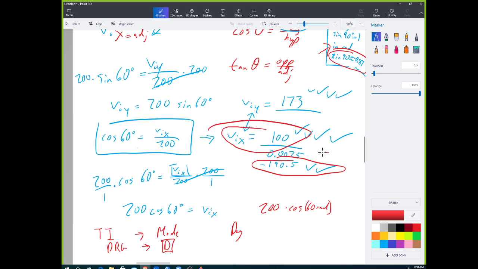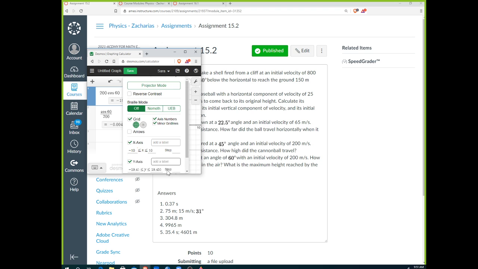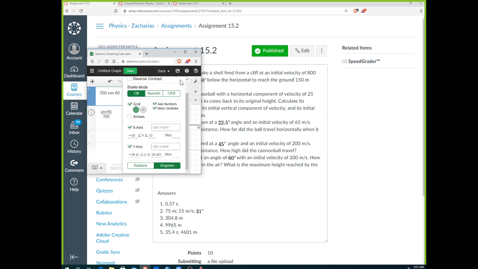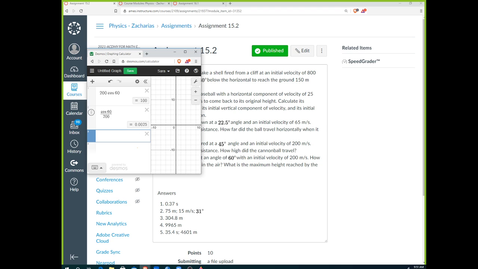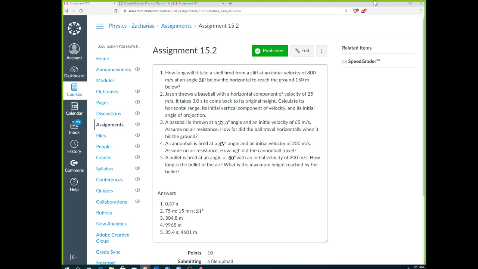Which, for this answer right here, that one was in degrees. I'm going to come here and change this to degrees. On that one, what happened was you took cosine of 60 divided by 200 instead of cosine of 60 times 200. Does that make sense? So that one was algebra. This one was units. Okay.